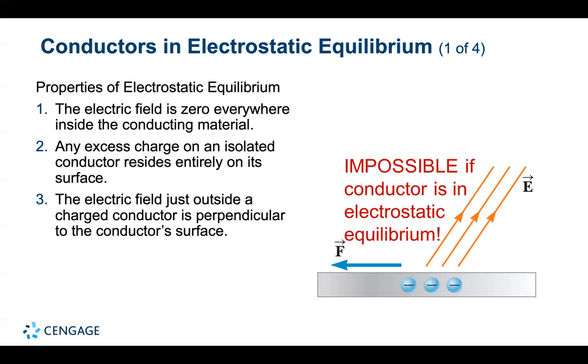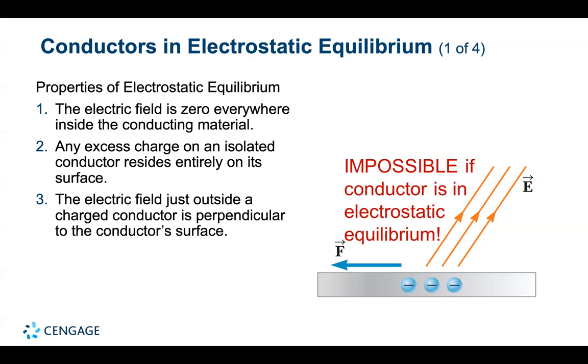Well, let's talk about conductors in electrostatic equilibrium. In the figure, the situation is impossible if the conductor is in electrostatic equilibrium. The electric field E has a component parallel to the surface, and an electric force would be exerted on the charges along the surface, and they would move to the left. When no net motion of charge occurs within a conductor, we say that the conductor is in electrostatic equilibrium. An isolated conductor has four different properties.